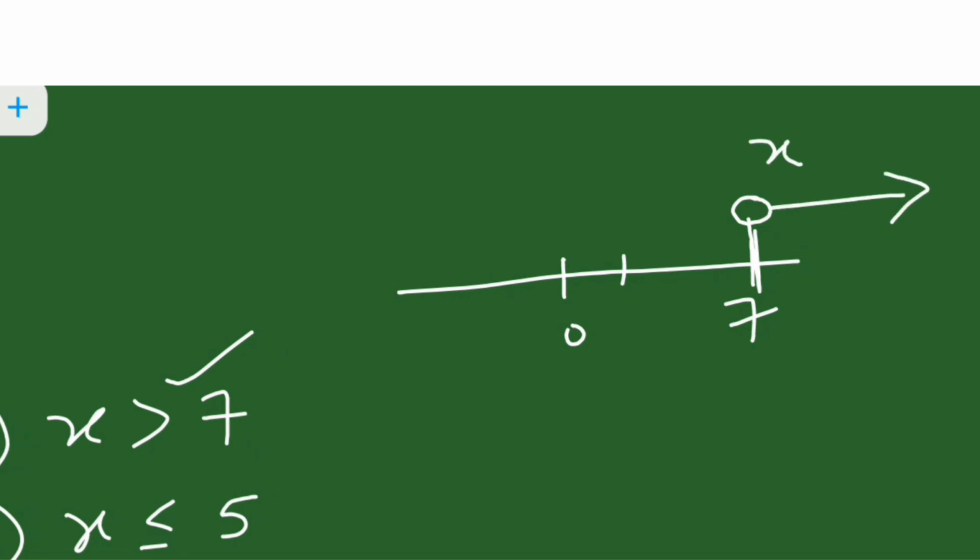Then you write x greater than 7 here. So this means that all the numbers that are here, they are bigger than 7. And these are the values of x that you need. So that's the representation of this first one.